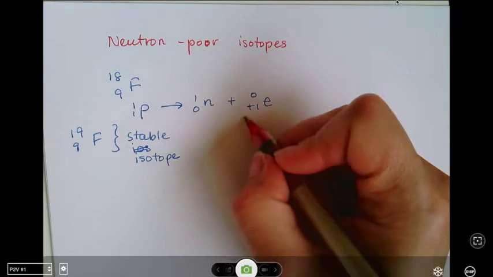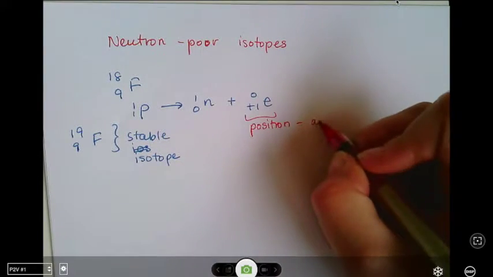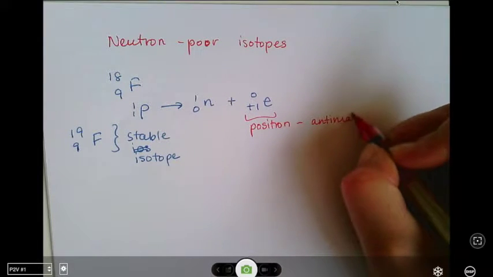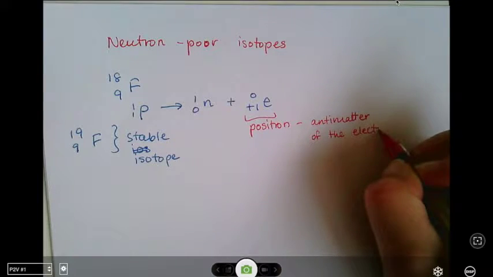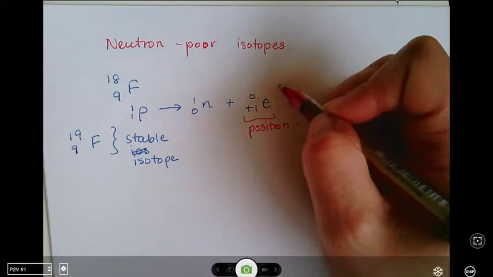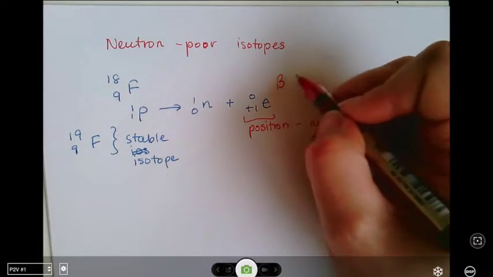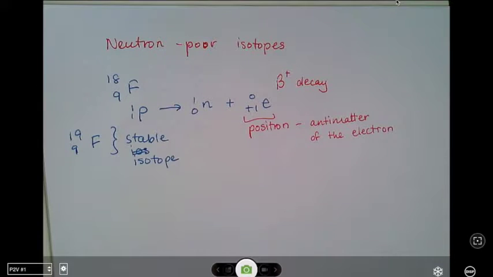which is essentially antimatter. So the positron is the antimatter of the electron. This is what I said we're going to talk about a little bit later. This is also a form of beta decay, but in this particular instance, it's beta positive decay because we're looking at the emission of a positron.